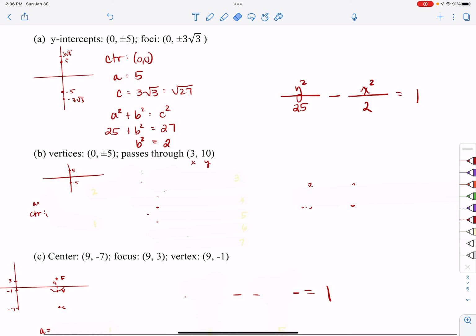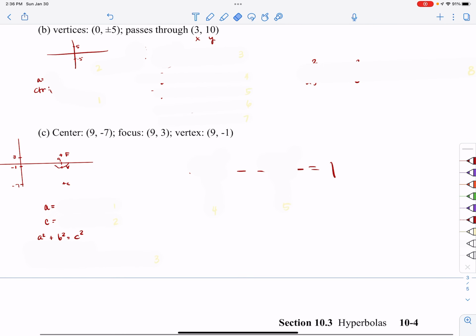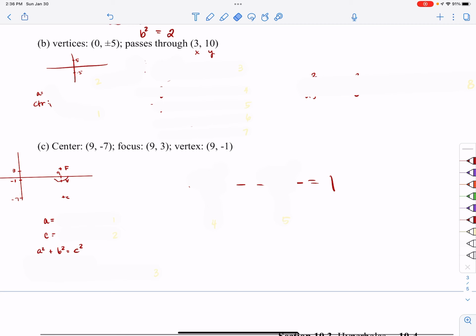All right, very similar concept then for part B. I've got vertices at 0, ±5, so you can see those on my picture. This automatically tells me that I have an a value and a center value. My a value is 5, my center is at 0, 0.